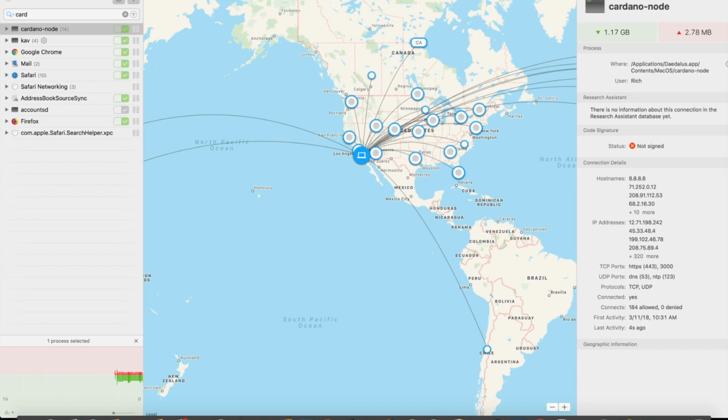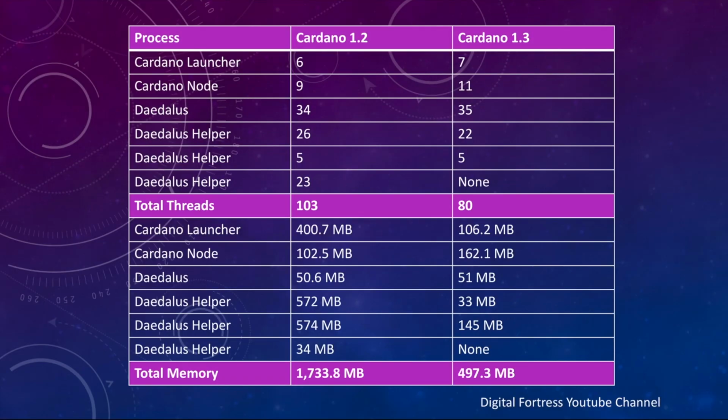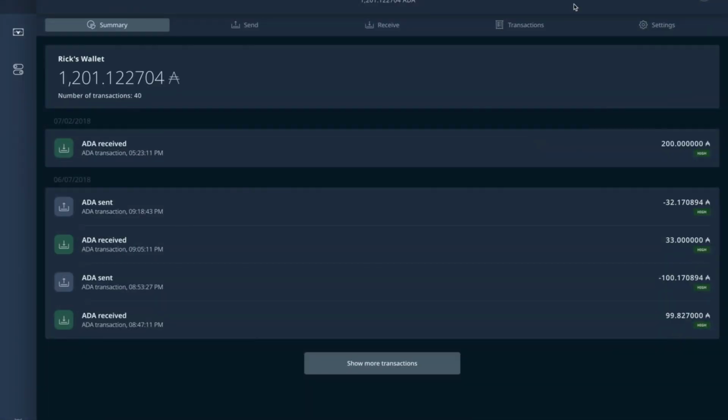That covers Cardano 1.3. So I summarized the Cardano 1.3 improvement on this graphic where we have the process on the left-hand side, Cardano 1.2 compared to Cardano 1.3. And the total threads in Cardano 1.2 is 103. Total threads, Cardano 1.3 is 80 threads. Most importantly, total memory consumed, 1.733 gigabytes or 1,733 megabytes versus 497 megabytes. So about a 1.2 gigabyte saving. Nice work. That's a really good savings. Great job on the wallet. Great job on the performance improvements.